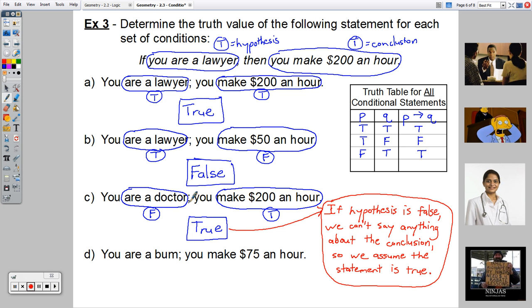In part D, you are a bum. Like this guy that said his family was kidnapped by ninjas and he needs money for karate lessons. You are a bum. At least he's creative, right? You make $75 an hour. $75 an hour? What the heck?